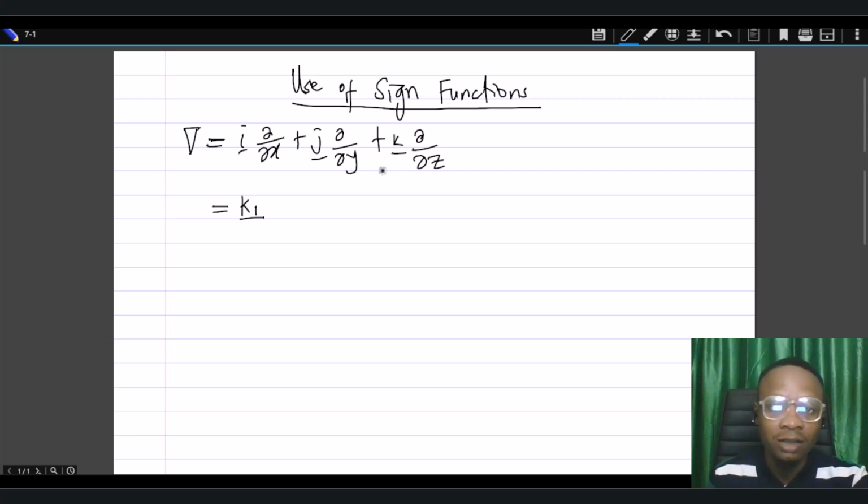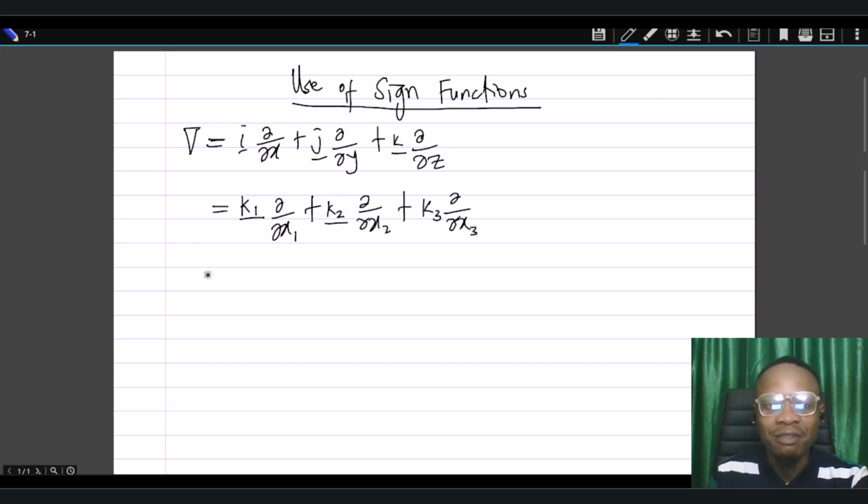So this does not make any difference. What matters is what they represent. What do these letters and symbols represent? That's what's important. So we can say then that this is k1 del x1. So we're using x1 in place of x, we'll use x2 in place of y, and we'll use x3 in place of z. So this will be plus k2 del x2 plus k3 del x3.